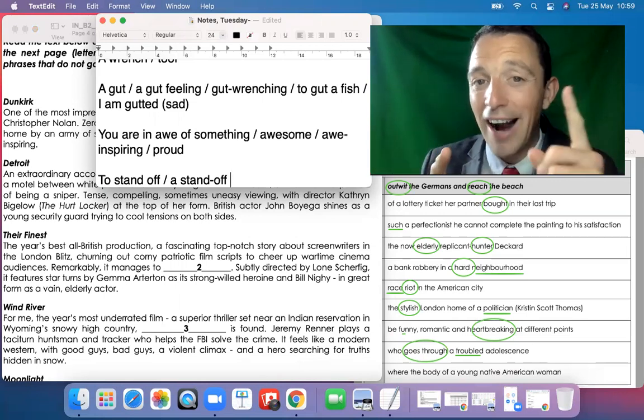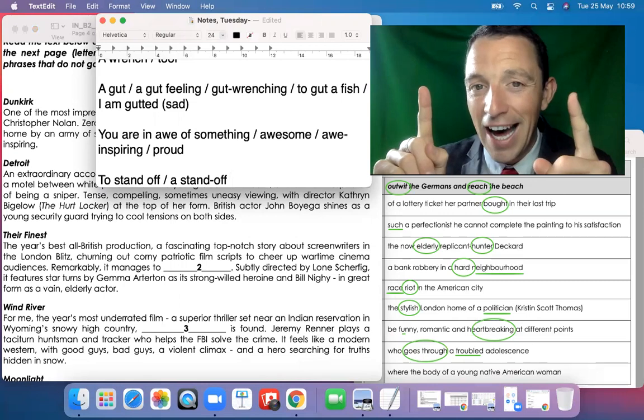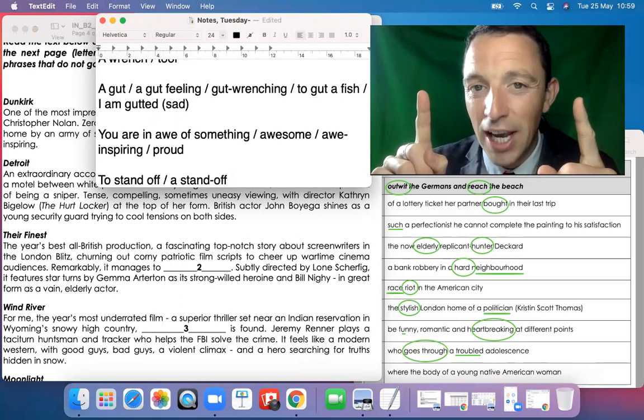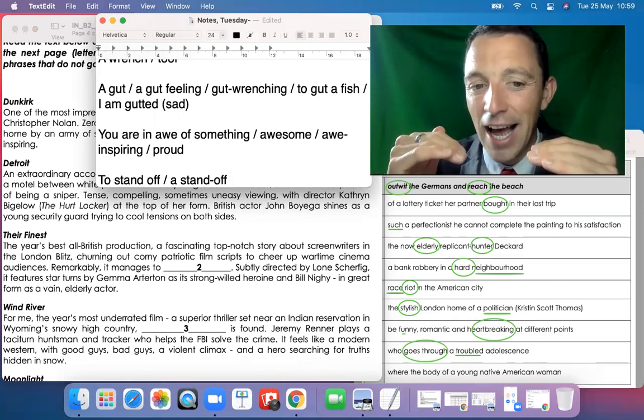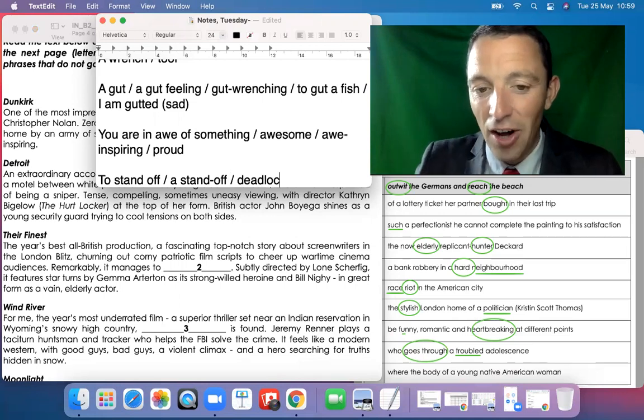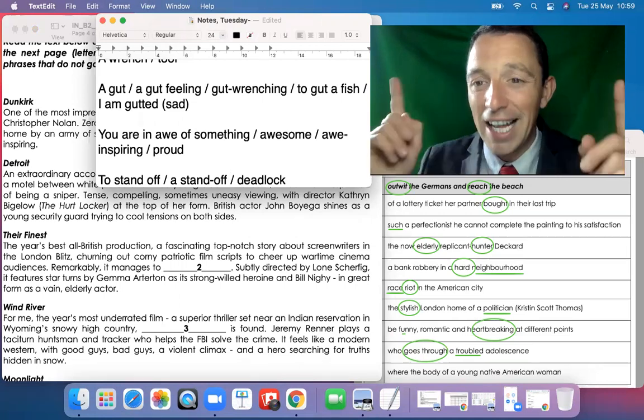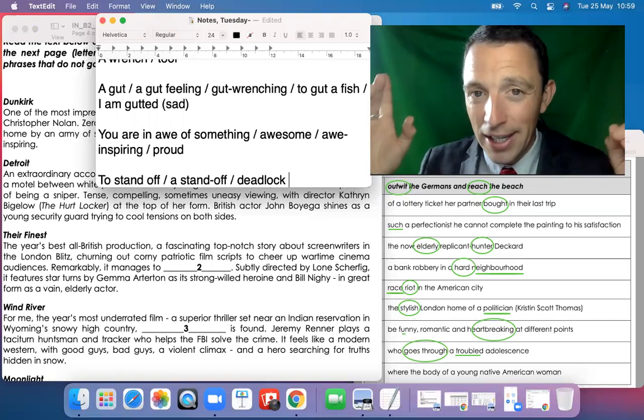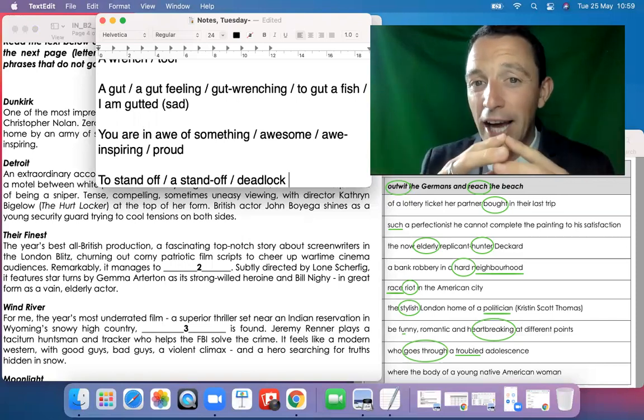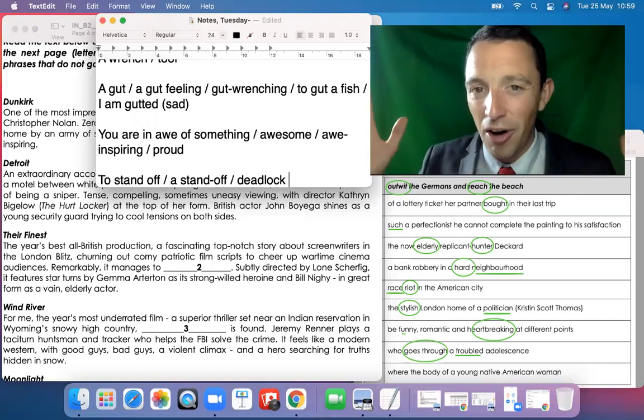So if you are negotiating with a company and there's no movement in the negotiation, everything is very tense, and we can also say deadlock. So if it's a standoff, it means nobody is interacting. There's no communication, there's no talking, it's a standoff.